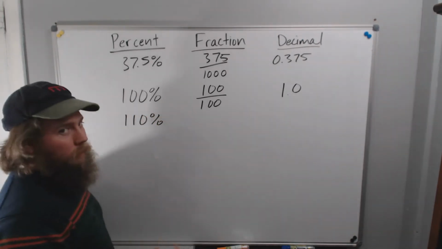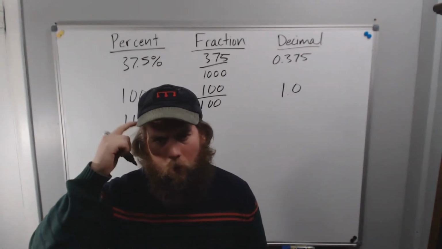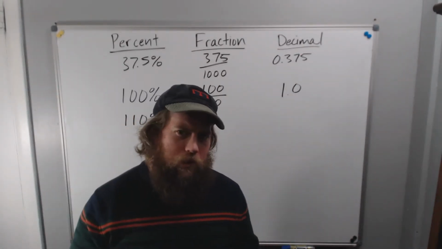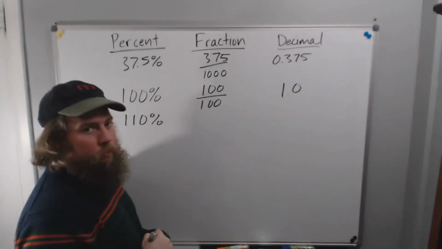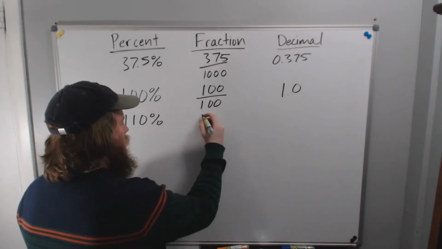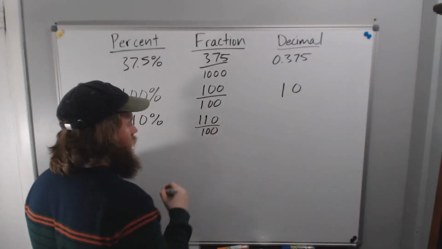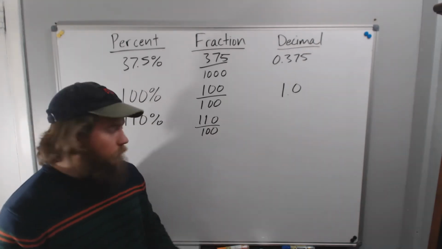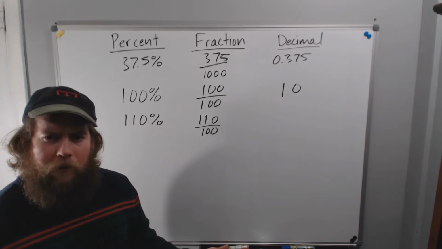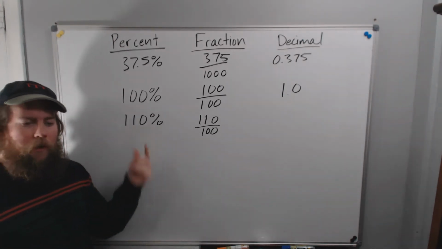Next, we have 110%. Now we have something that's more than 100%. So think about what kind of fraction or what kind of decimal this is going to be. 110% means 110 out of 100. It is an improper fraction, so it is going to be greater than 1. Hopefully that clicks with you guys, because this was greater than 100%.